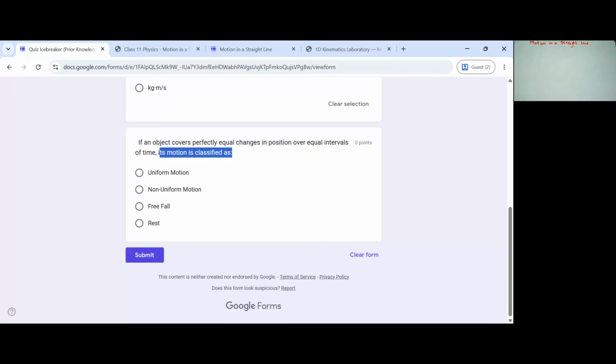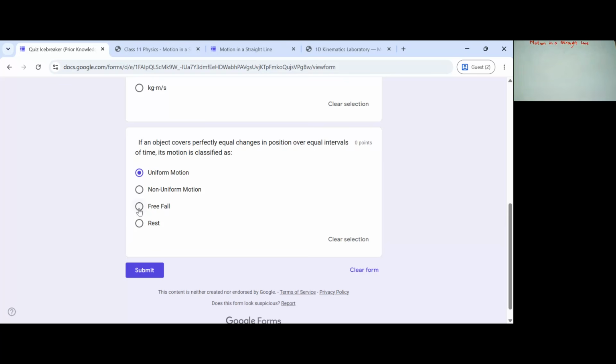Yes, correct. So when you see the keyword "equal changes in position over equal intervals of time," that means uniform motion. Clear? So I can click option A and submit. We can see the answer.